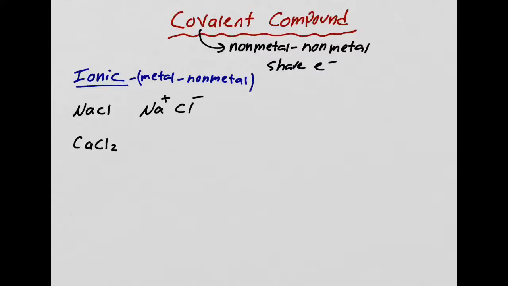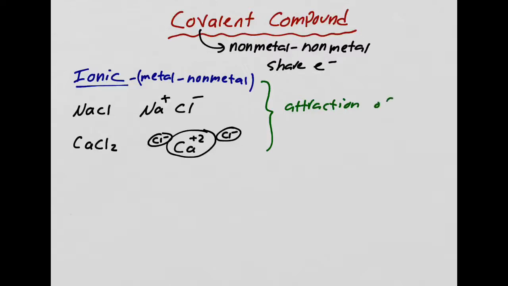Now, let's say calcium chloride, a metal and a non-metal again, or ionic compound. How would I draw calcium chloride? What I would do, I would probably put calcium as +2, and then it would have 2 Cl minuses around it. So is it, again, a balance of charges, right? Attraction of charges. That's a better way of saying that. It's an attraction of charges for ionic compounds.